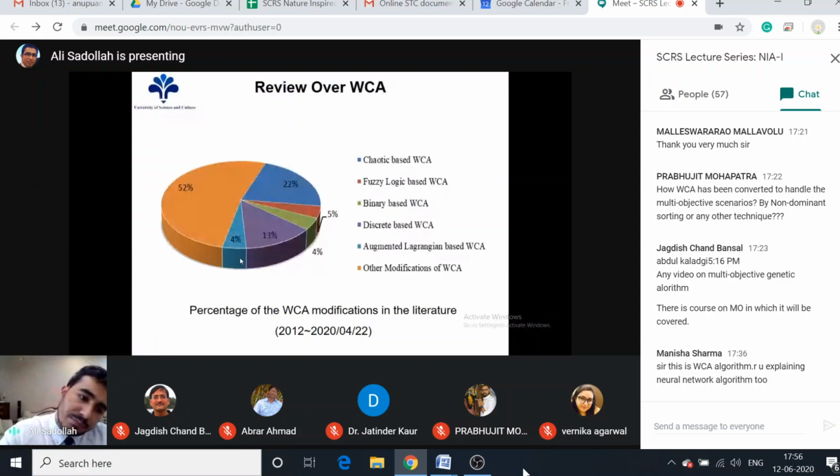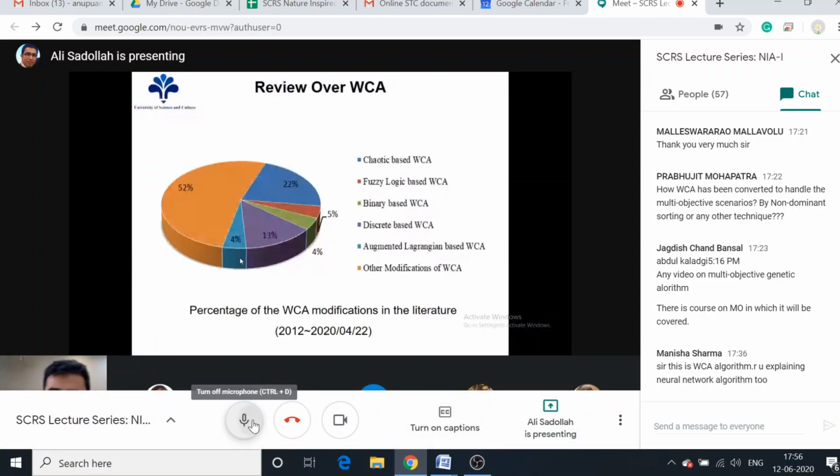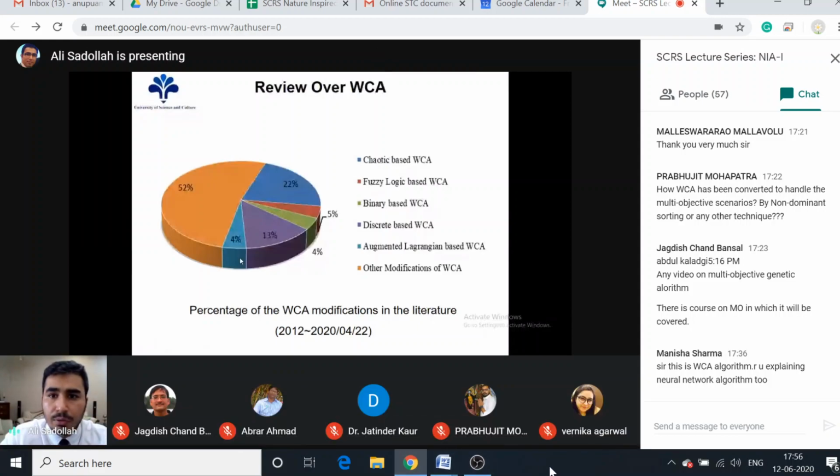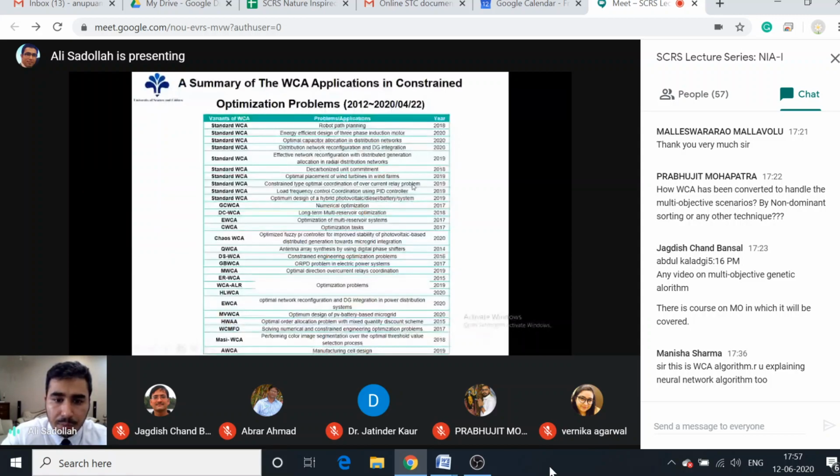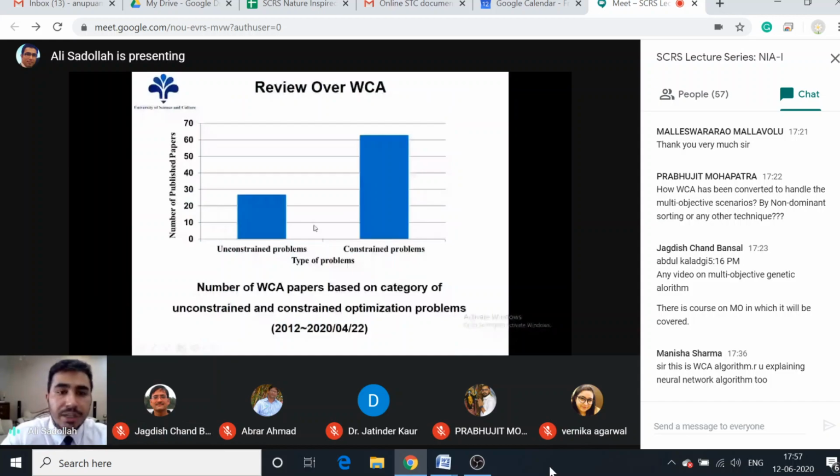So this is for constrained optimization problems. You can see the standard WCA for constrained optimization problems in various fields. You can see here, and here again for constrained optimization problems until 2020. They have many papers for constrained optimization problems, and here is a comparison between the unconstrained and constrained versions. So far WCA has mostly been applied to the constrained version. That's okay, because most real-life problems are constrained problems. So it's logical, and it's a good thing also. But you can also apply it to solve more unconstrained optimization problems.